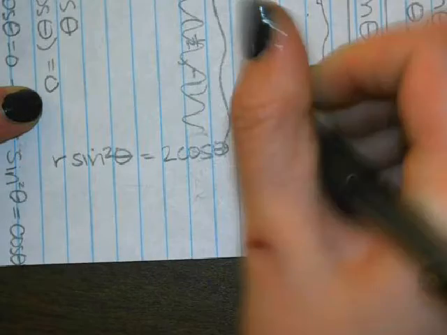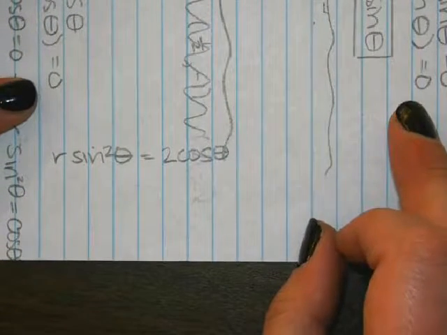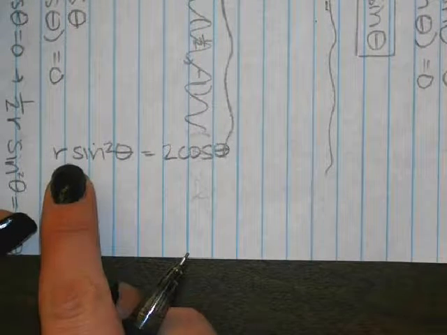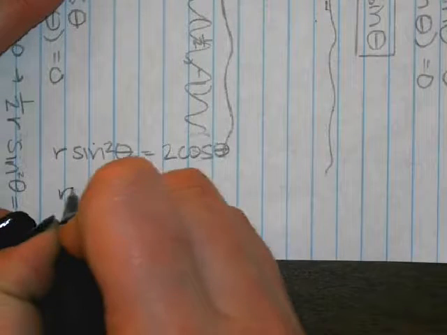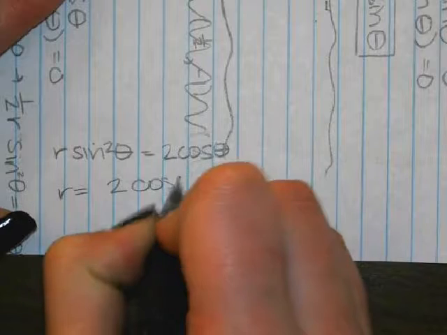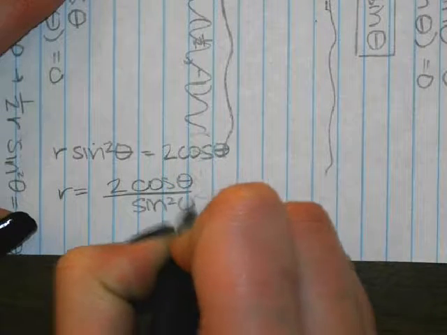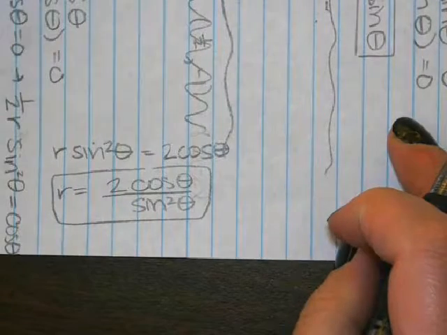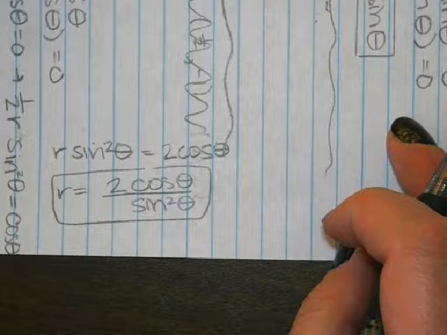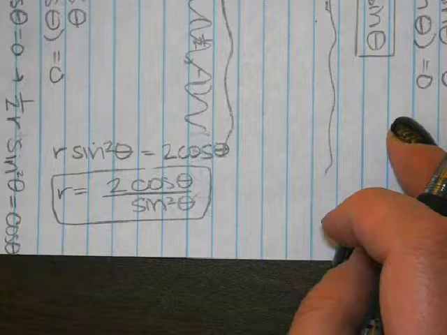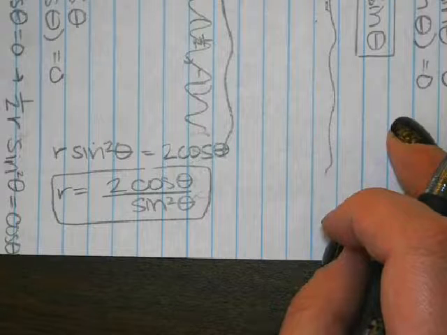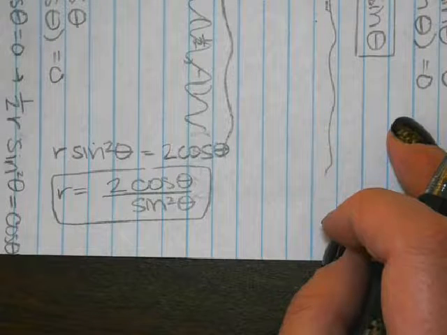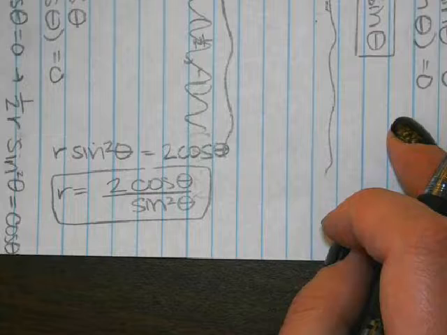Sorry, 2 cos. I'm stressing out because it's the end of the period, even though we have 5 minutes, and I'm saying things incorrectly. And then I divide by sine squared. Okay, that's the equation. Do you see how we worked with that? So we still factored just like we did the other time, but it was a little bit harder to get the r by itself. And so instead of doing it in my head, I just showed my steps. Does that make sense?